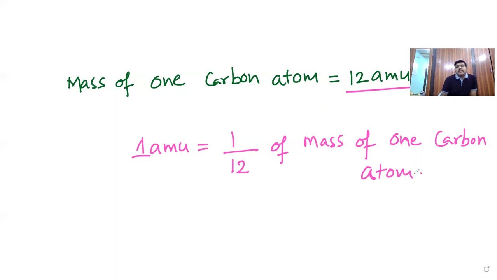Mass of one carbon atom is 12 atomic mass units. Reversing the previous calculation, if I want to express 1 AMU, it is equal to 1/12th of the mass of one carbon atom. You can express it like this also. Clear?